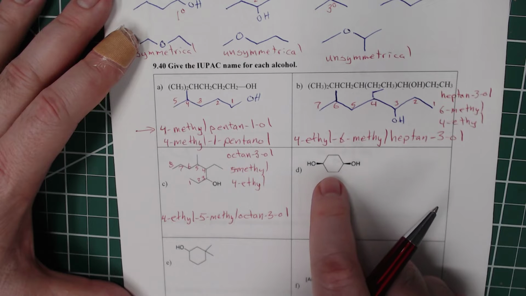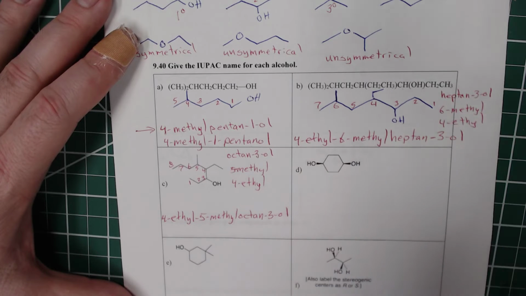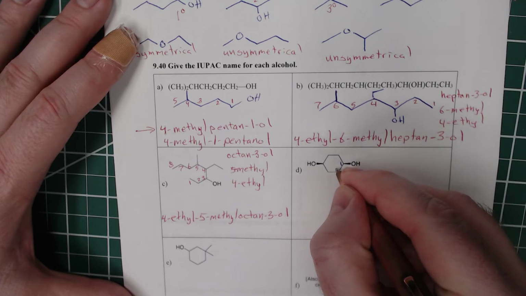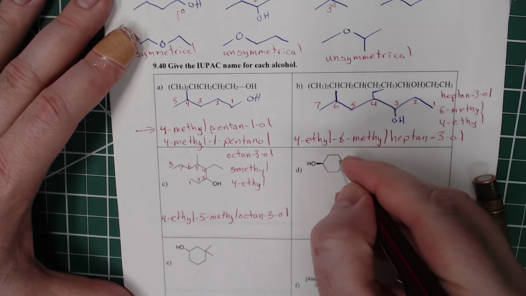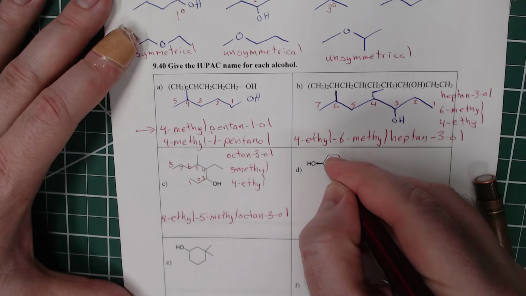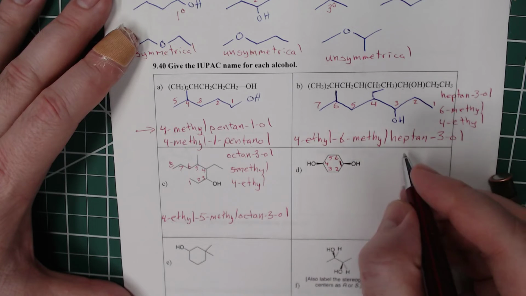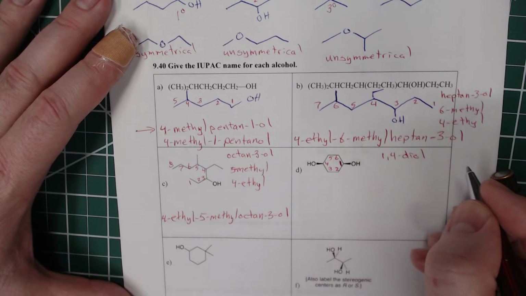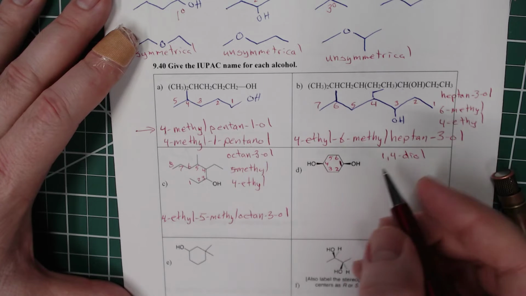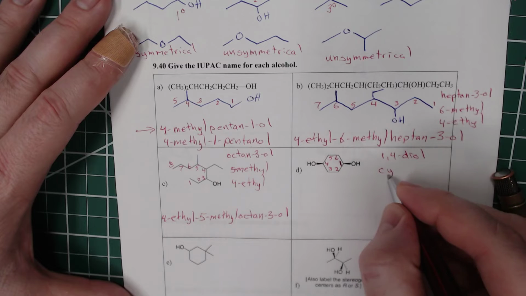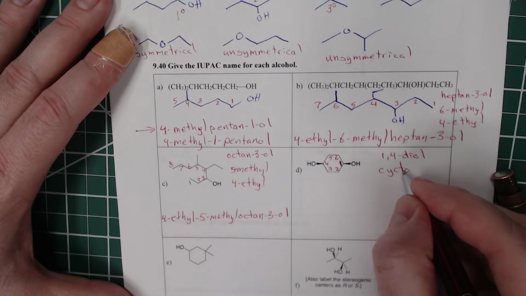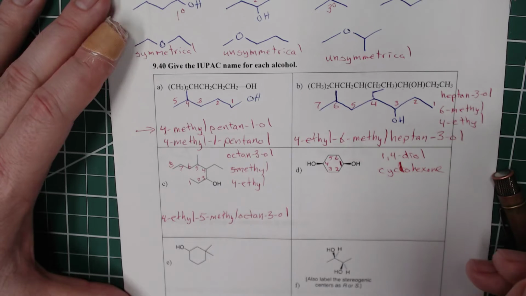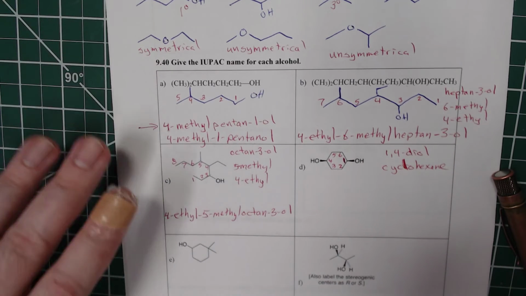Okay. On this one, we've got a diol, and so if we count this off, 1, 2, 3, 4, 5, 6, it is a 1,4-diol. The parent chain is cyclohexane. So it's going to be cyclohexane-1,4-diol.